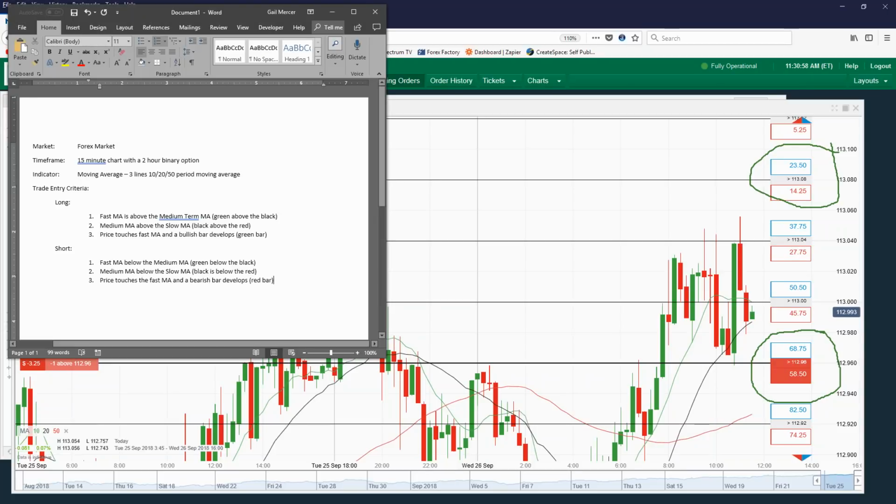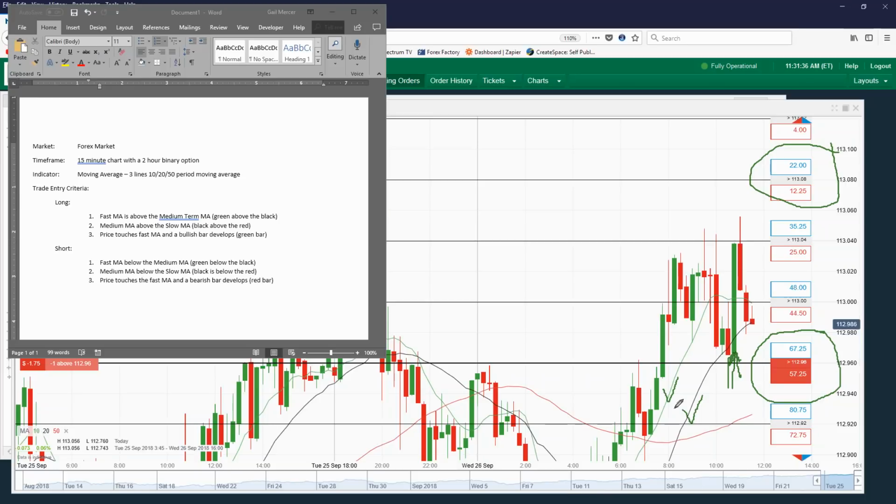In this case, you can see the green is above, the black is above. And this is the one right here that you would have entered on, this big green bar. Now, even though it's losing at the moment, doesn't mean that it would remain losing. Why? Because you would have 6 bars from entry. This is bar 1, bar 2. We still have 4 more bars.